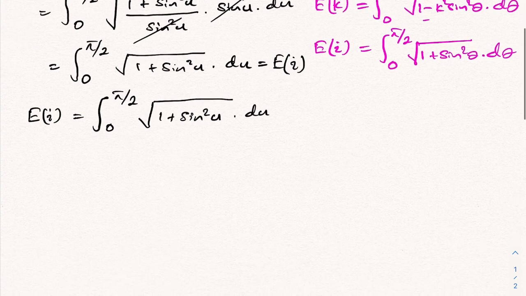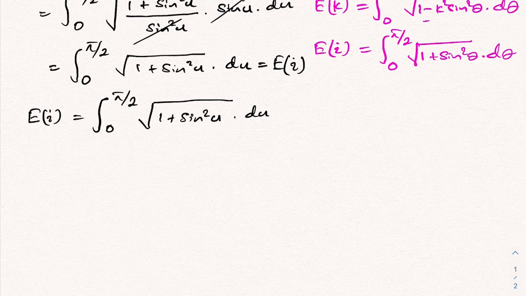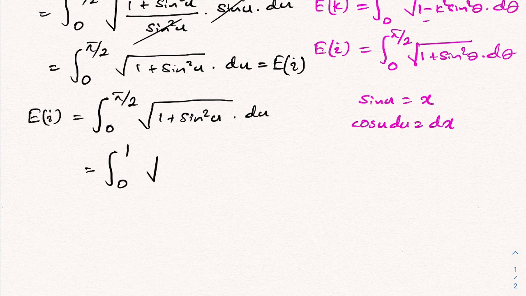Okay, now we have to evaluate this integral. Therefore, I am going to take another substitution. Sine of u is equal to x. Then we can differentiate: cosine of u du is equal to dx. Okay, let's plug in. Now we should change the limit. The limit we know is now 0 to sine of π/2. Here the square root of 1 plus sine squared of u, we know is 1 plus x squared, times du, we know is dx over cosine of u.